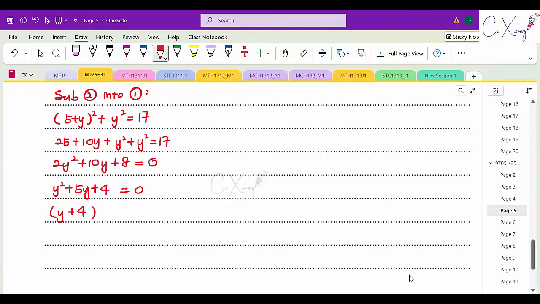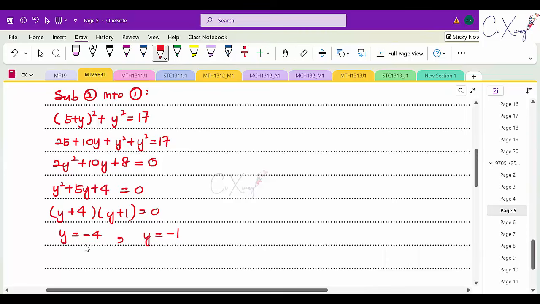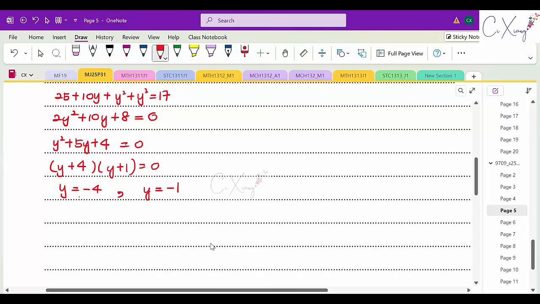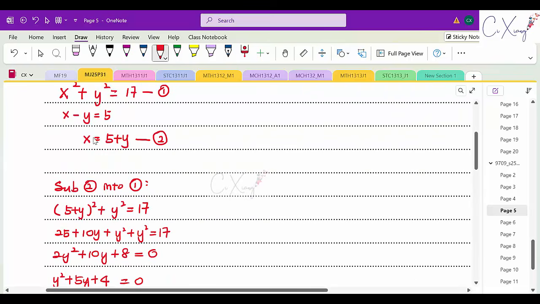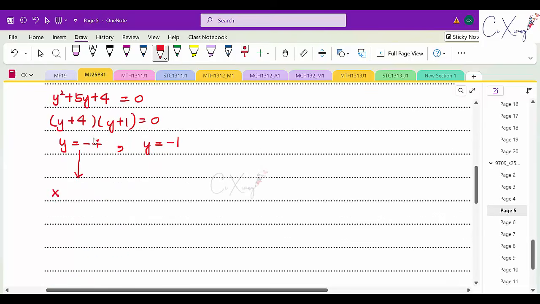Factorize. And you'll get the two values for the y here. Okay, y equals -4 and also y equals -1. Then try to substitute it back into the second equation. So the second equation means x equals 5 plus y, right? So x equals 5 minus 4 and your x will be equal to 1.